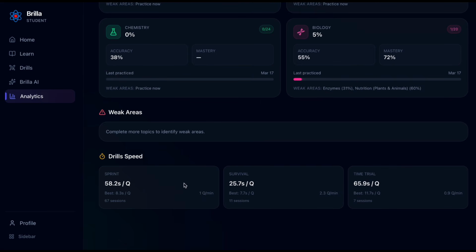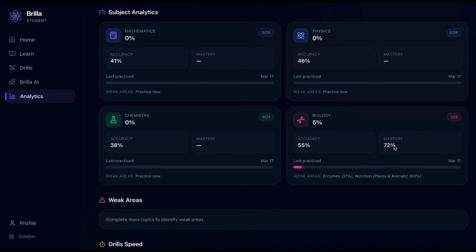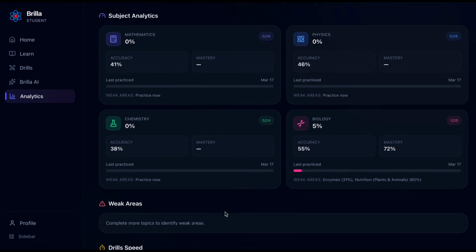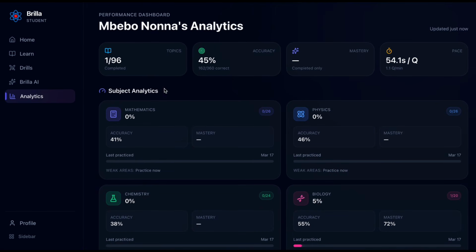The drill speed shows you your speed across the different modes, your average speed. So this is very useful because it gives you a quick overview of what your strengths are in the subjects, what your strengths and weaknesses are in the topics if you complete a lot more topics, and your average accuracy across the board. So the analytics is supposed to give you information that would help you better your training and tailor your training. So check it out.